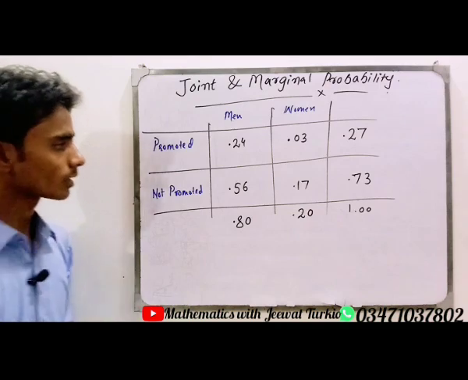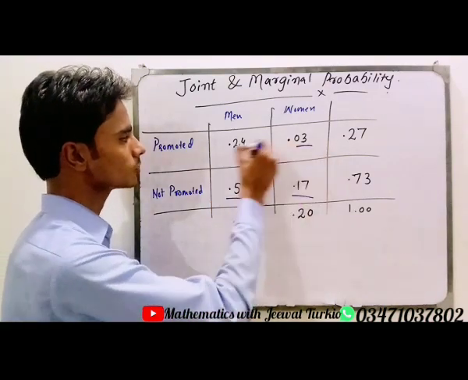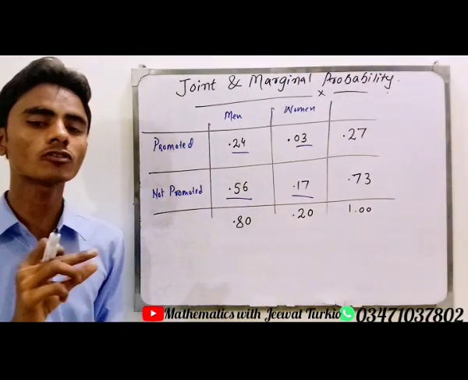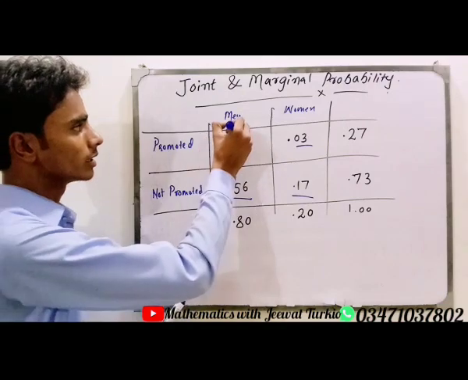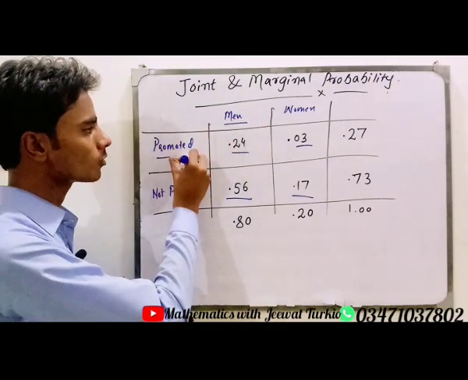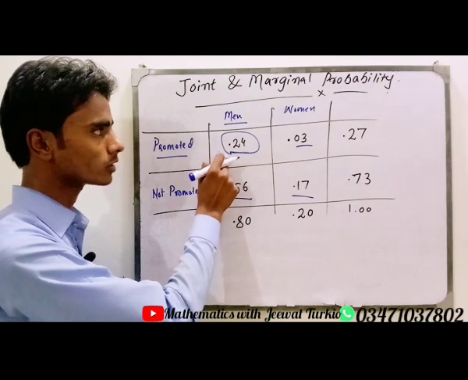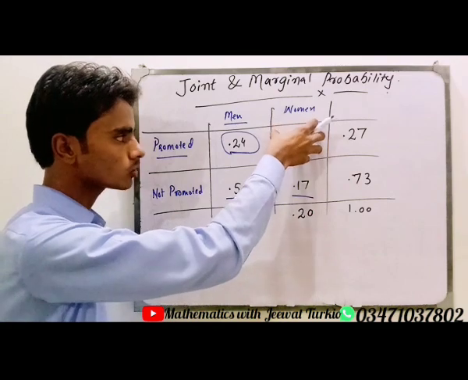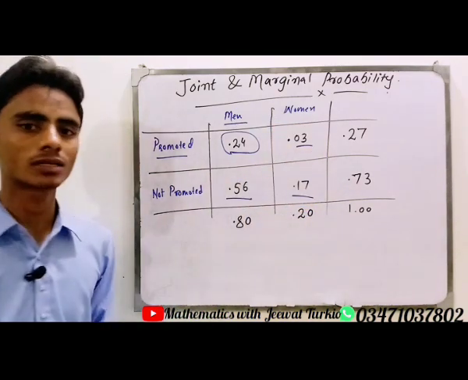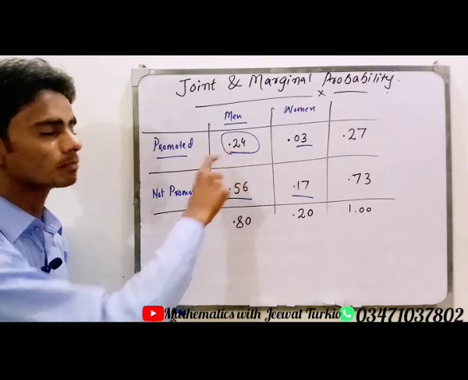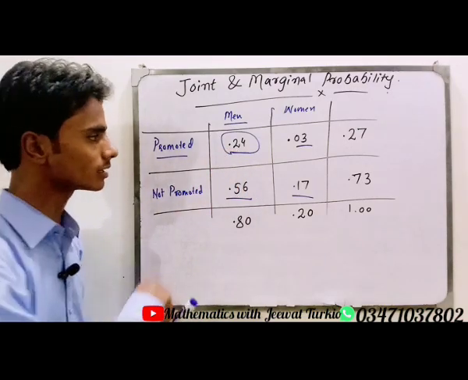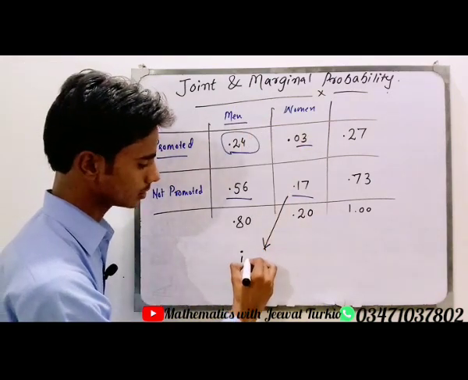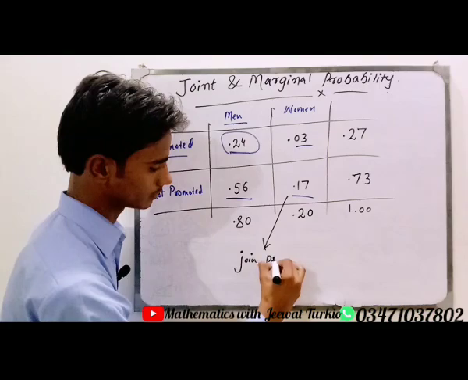So these portions are showing the probability of both events occurring. It means those are the men as well as the promoted. This shows the man and promoted. This shows man not promoted. This shows woman promoted. This shows woman not promoted. So these are showing the occurrence of both events. So these are the joint probability. These are showing joint probability.